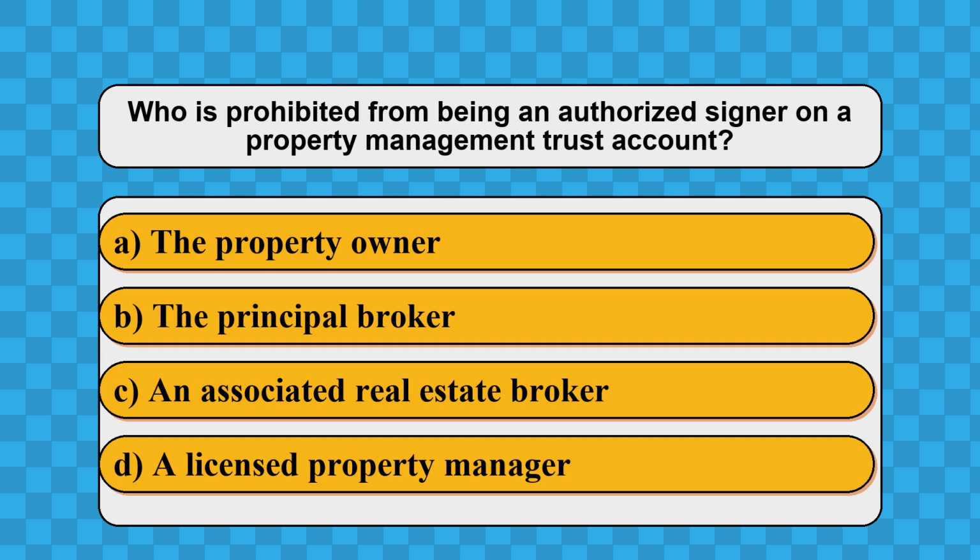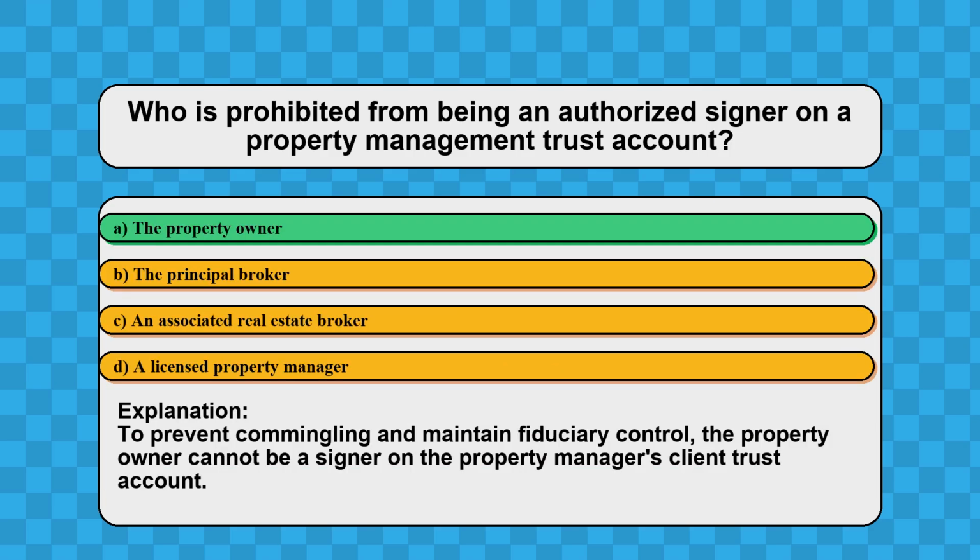Question 3. Who is prohibited from being an authorized signer on a property management trust account? Option A, the property owner. Option B, the principal broker. Option C, an associated real estate broker. Option D, a licensed property manager. The correct answer is option A, the property owner. To prevent commingling and maintain fiduciary control, the property owner cannot be a signer on the property manager's client trust account.